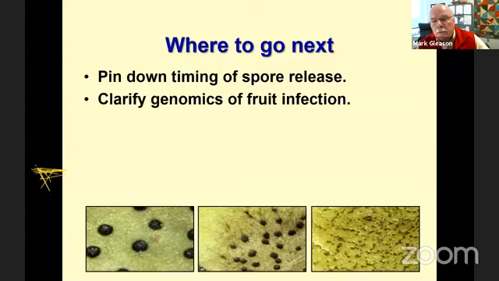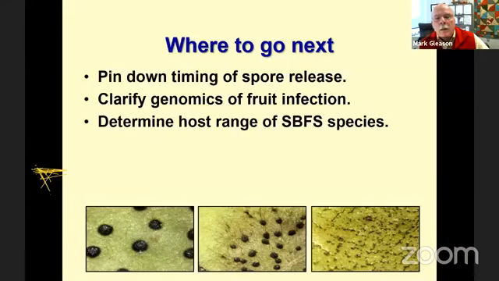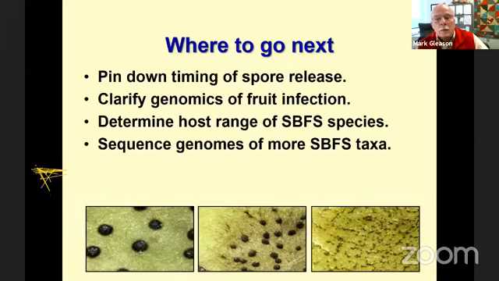Clarifying the genomics of fruit infection. Well, we have a pretty good idea of how they land and so forth, but we need to know about the events that go on the surface of the fruit. Determining the host range, this is something that's been speculated about. These fungi are mostly supposed to have very wide host ranges because they don't have a close coevolution with their host. But again, very little hard facts. We've only sequenced the genomes of basically 2 or 3 different sooty blotch and flyspeck taxa out of 100 or more. This is something we need more depth in.